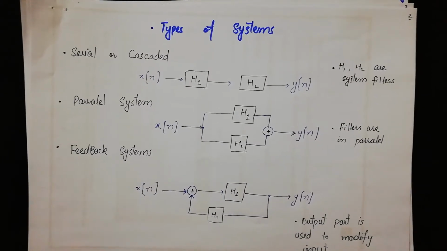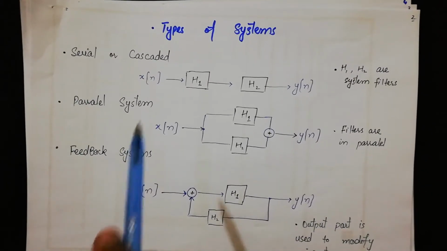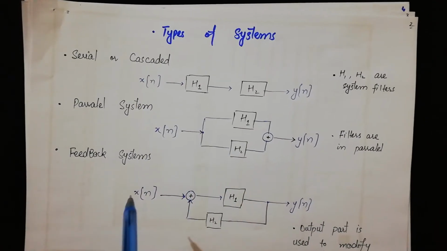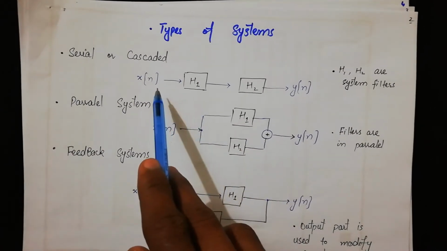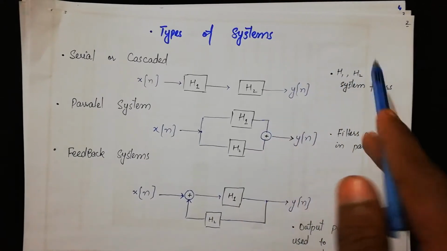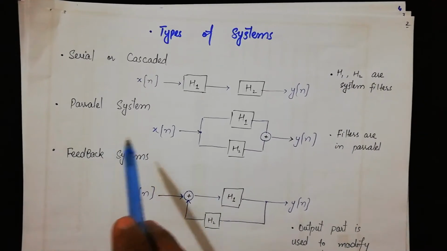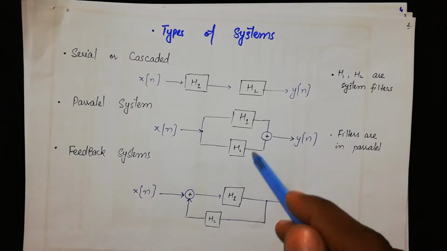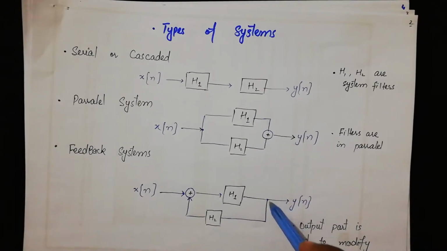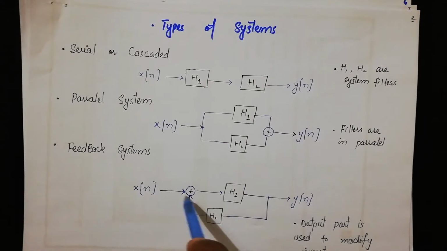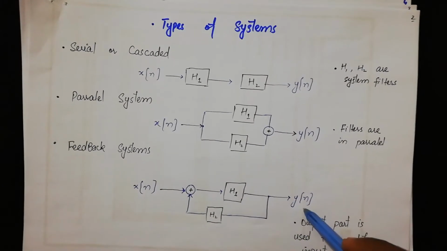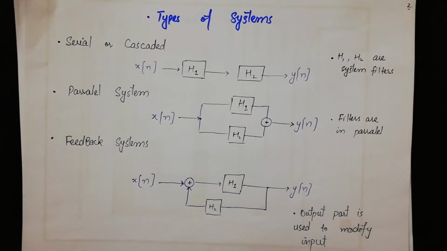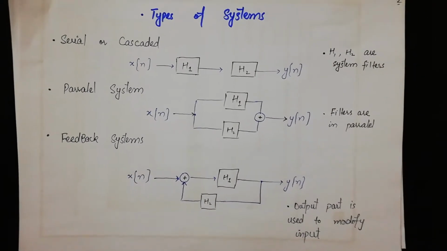Now, first of all, types of systems. We have three types of systems: serial or cascaded, parallel system, and feedback system. In a serial system, we have the transfer functions in series. H1 and H2 are system filters. In parallel systems, we have transfer functions H1 and H2 in parallel. In a feedback system, we use part of the output to reproduce the output. Part of the output is taken as input. This is called feedback. Output part is used to modify input.